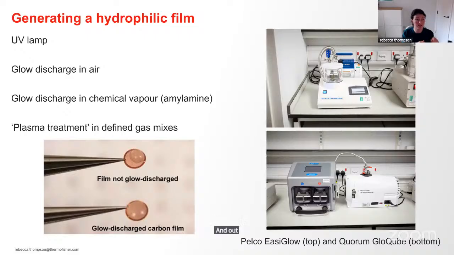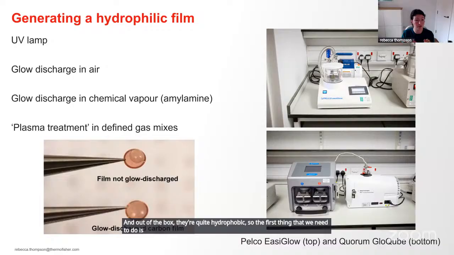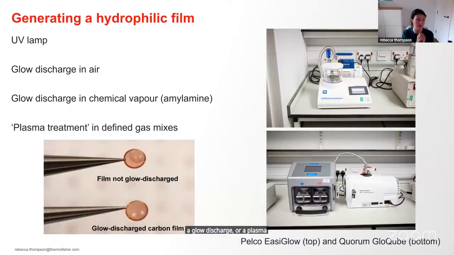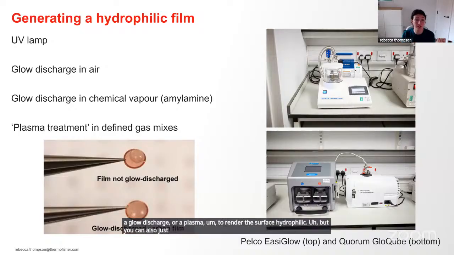And out of the box, they're quite hydrophobic. So the first thing that we need to do is render these hydrophilic so that we can apply our film. And you can get special devices to generate a glow discharge or a plasma to render the surface hydrophilic. But you can also just put it under a UV lamp simply, and that works pretty well as well.